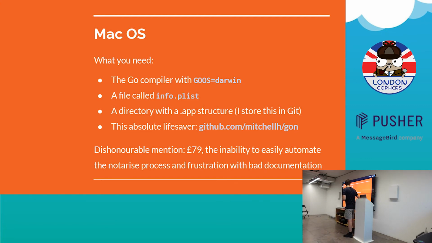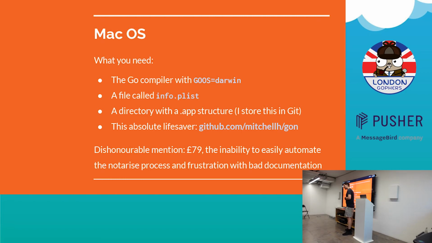I found this program called Gon, which basically packages your application into a .dmg file. It's kind of a weird installation process. You get this window, and in this window you've got to drag the file into your applications folder. Mac installations are so weird. Also, I spent £79 on this.